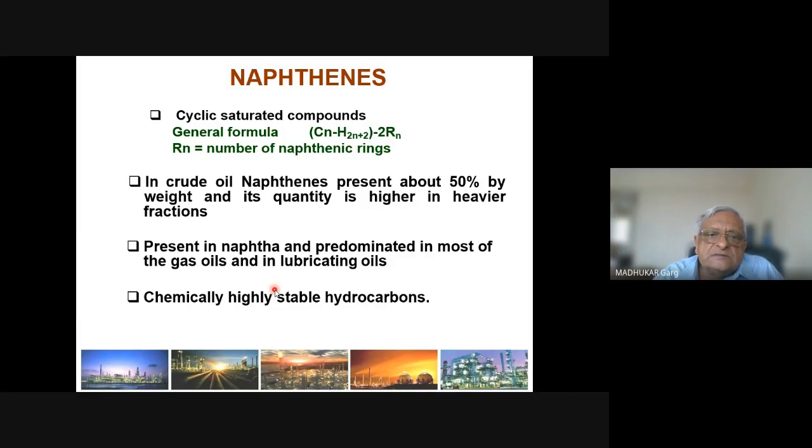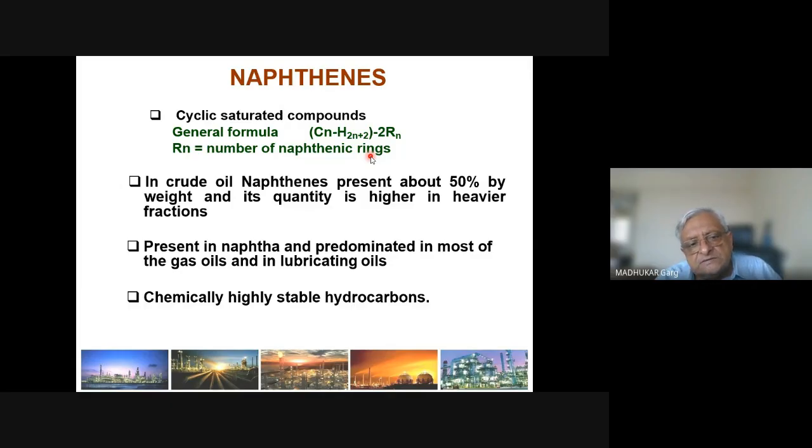The general formula is CnH2n, but again, this is a very general formula, where the formula changes with Rn, the number of naphthenic rings. Hydrocarbons like cyclopentane and cyclohexane are cyclic in nature, but without any double bond. So imagine a benzene ring with no double bonds. I can't draw this here, but that is actually cyclohexane.